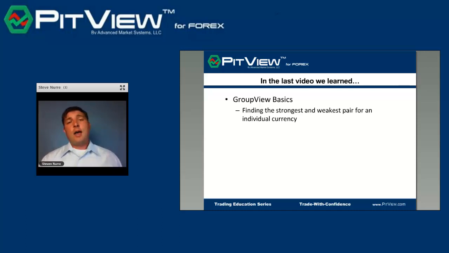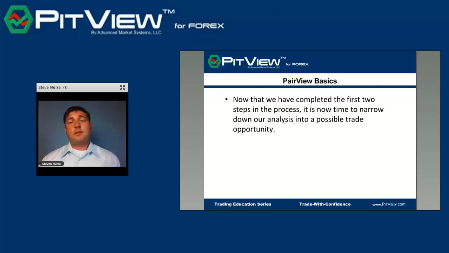From here, after we've gone through group view and we've established the pair that we want to trade, then it's time to be able to establish and try to trade opportunity. So now that we've completed those first two steps in the process, now we're going to narrow down our analysis into a possible trade opportunity. And for that, we're going to use pair view.